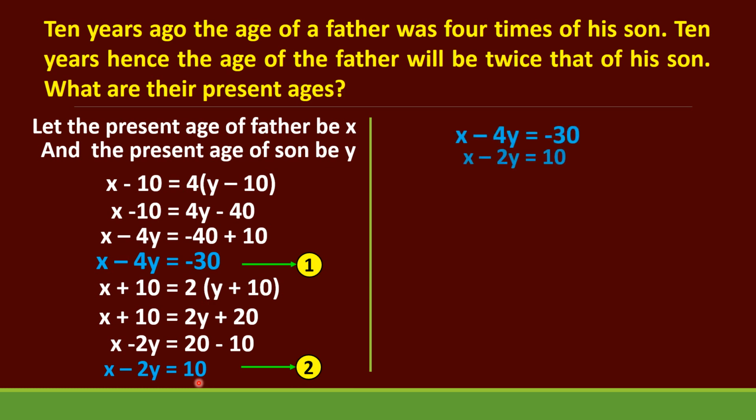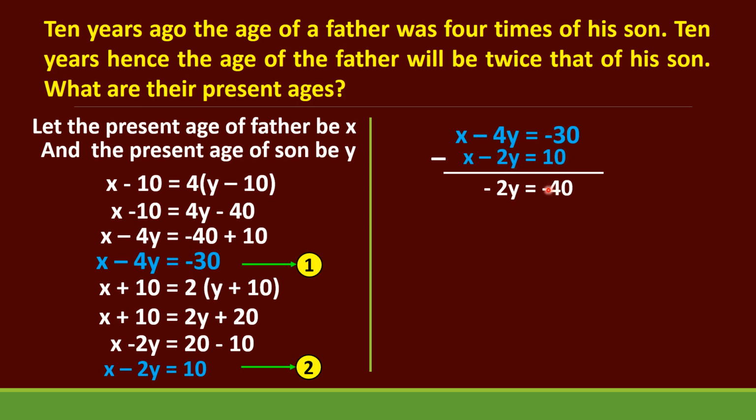Now taking these two equations together, we get the values of x ready for getting eliminated. Since both are having positive values, we can subtract the second equation from the first equation and put a minus sign. So x minus x is 0, minus 4y minus 2y is same as minus 4y plus 2y. Minus and minus becomes plus. So minus 4y plus 2y is minus 2y is equal to minus 30 minus 10 is minus 40.